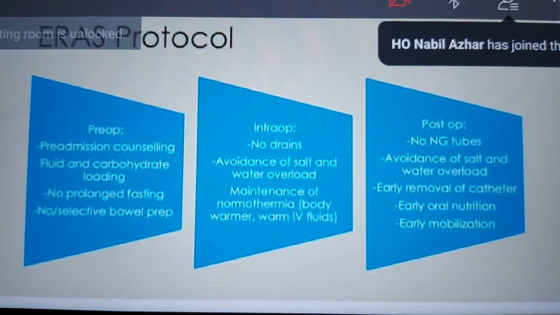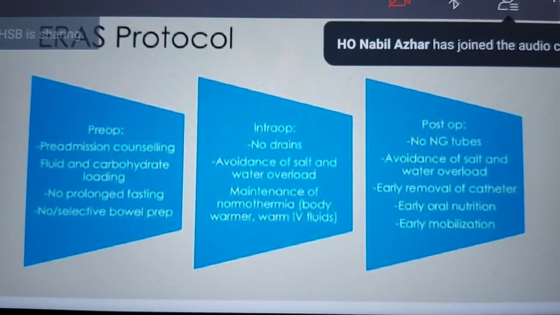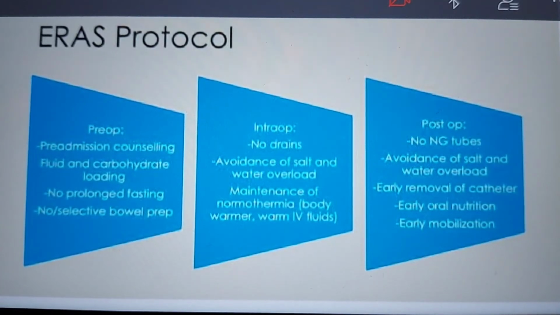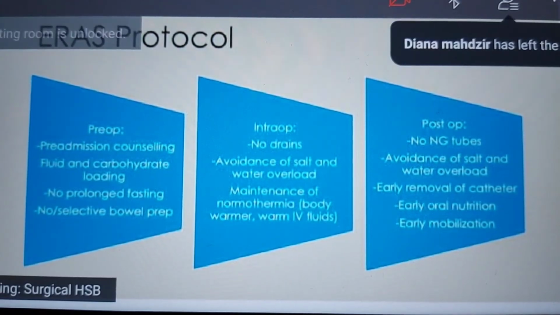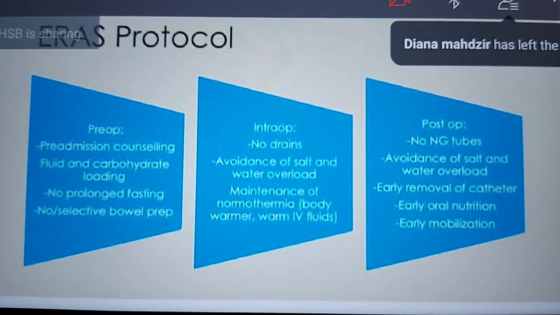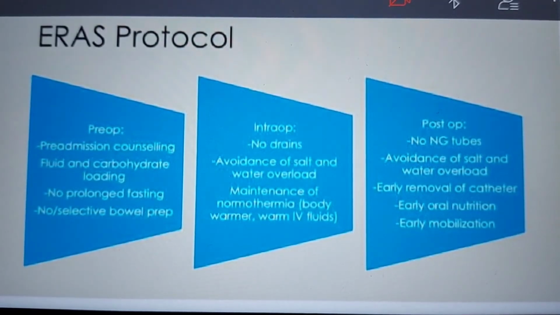So, the last learning outcome is the ERAS protocol. ERAS protocol acts as a package of care for a patient undergoing especially major elective operations that aims to reduce the normal stress response to surgery, to reduce complications and also speed up recovery in these patients.